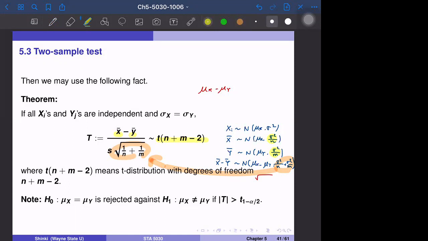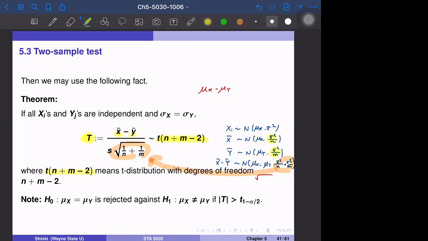To calculate s, we used x bar and y bar. To calculate s sub x squared, we used x bar, so we lose 1 degree of freedom, and y bar is the same. So we lose 2 degrees of freedom out of n plus m observations. So the degrees of freedom is n plus m minus 2. We don't give an exact proof for this, but the t statistic follows this distribution.